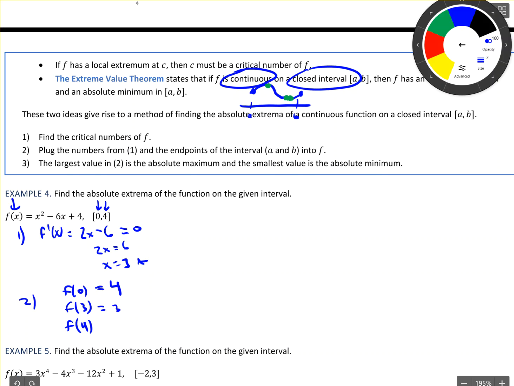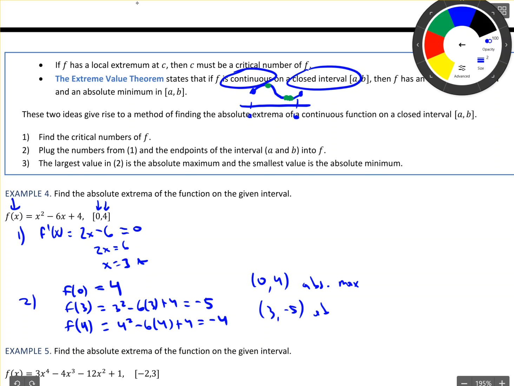F of 3 equals 3 squared minus 6 times 3 plus 4, which is 9 minus 18, negative 9 plus 4 is negative 5. And we plug in 4, and I get 4 squared minus 6 times 4 plus 4, which is 16 minus 24, which is negative 8 plus 4 is negative 4. So looking at this, we would say 0, 4 is the absolute maximum. And we would say 3, negative 5 is the absolute minimum.